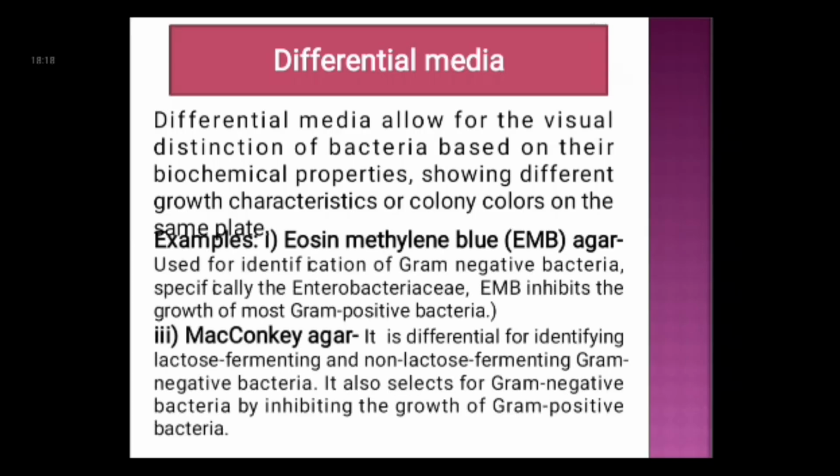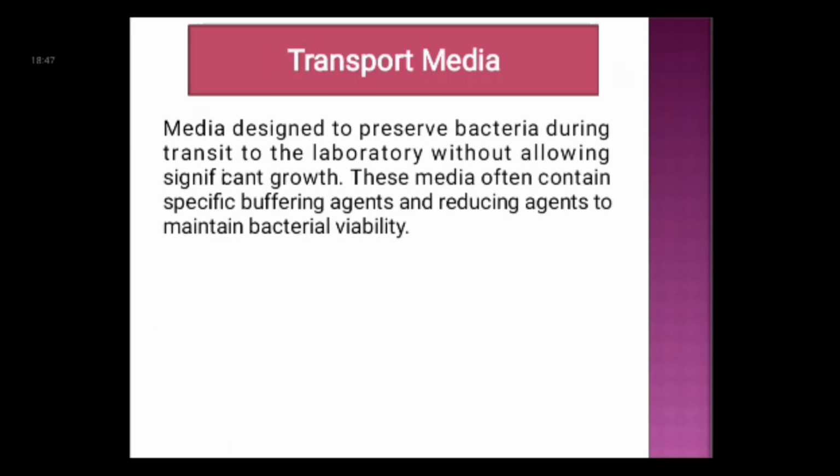Examples: eosin methylene blue, that is EMB agar. These are used for identification of gram-negative bacteria, especially Enterobacteriaceae. EMB inhibits the growth of most gram-positive bacteria. Next is MacConkey agar. It is differential for identifying lactose fermenting from non-lactose fermenting gram-negative bacteria. It also selects gram-negative bacteria by inhibiting the growth of gram-positive bacteria.